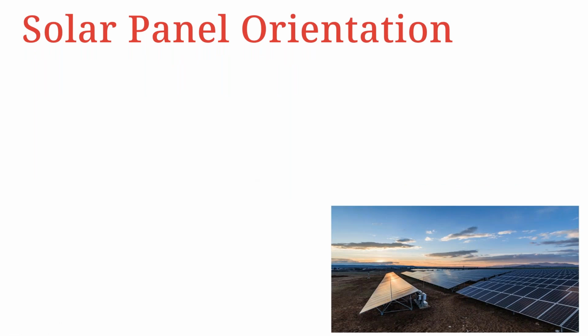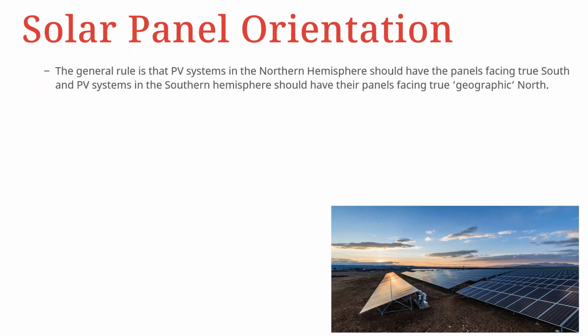So let's now talk about the solar panel orientation. The general rule is that PV systems in the Northern Hemisphere should have the panels facing true south, or geographic south. Conversely, PV systems in the Southern Hemisphere face true geographic north.